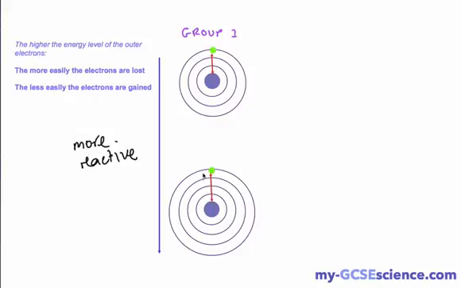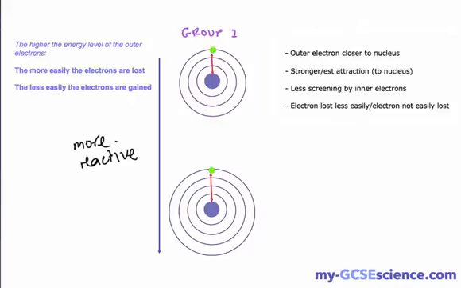The distance is actually longer, and if we look here, it says the higher the energy level of the outer electrons, remember these shells are also called energy levels, the more easily the electrons are lost. And this helps us to explain why this atom here, or this element here, is much more reactive than this one further up. And the best way to explain it is as follows. We've got the outer electron is closer to the nucleus for this atom here. There's a stronger attraction to the nucleus, or the attraction to the nucleus is strongest. There is less screening by inner electrons.